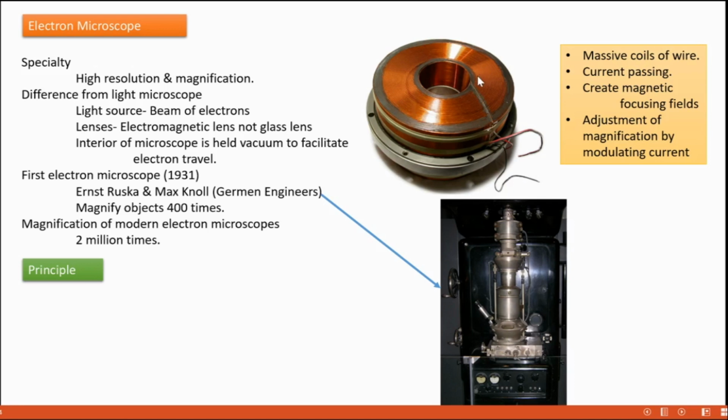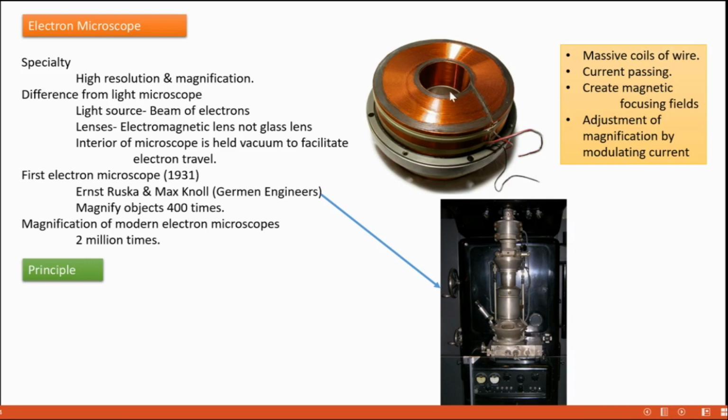And what is the peculiarity of this electromagnetic lens over the normal glass lens? What is the difference? Here itself we can see that many wires are coiled around here. And through these wires, current is passing and a voltage is generated here. By adjusting this voltage level, we are adjusting the magnification using this electromagnetic lens.